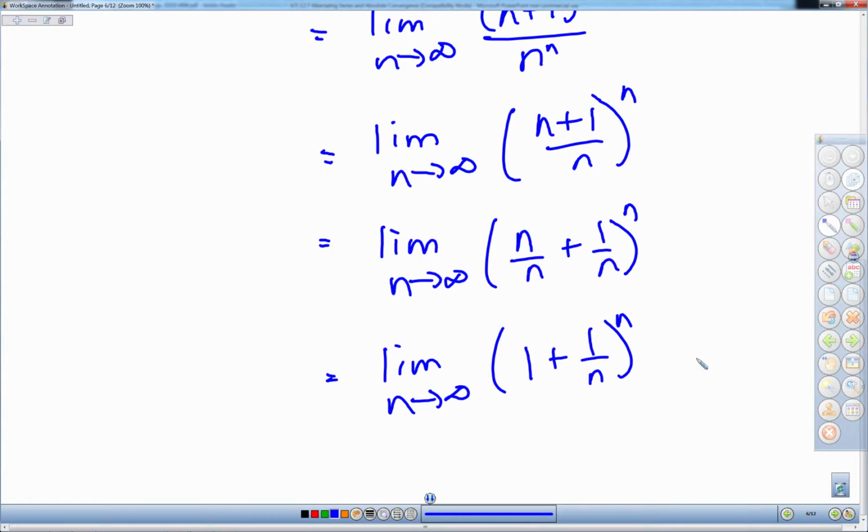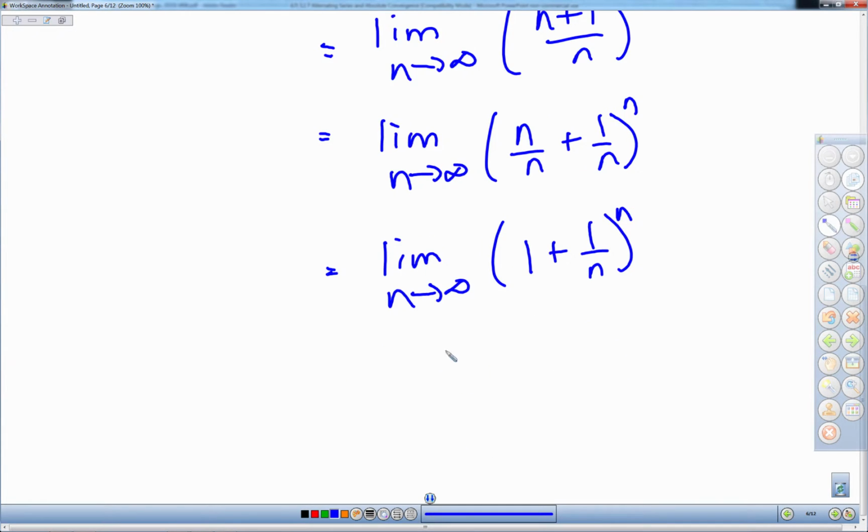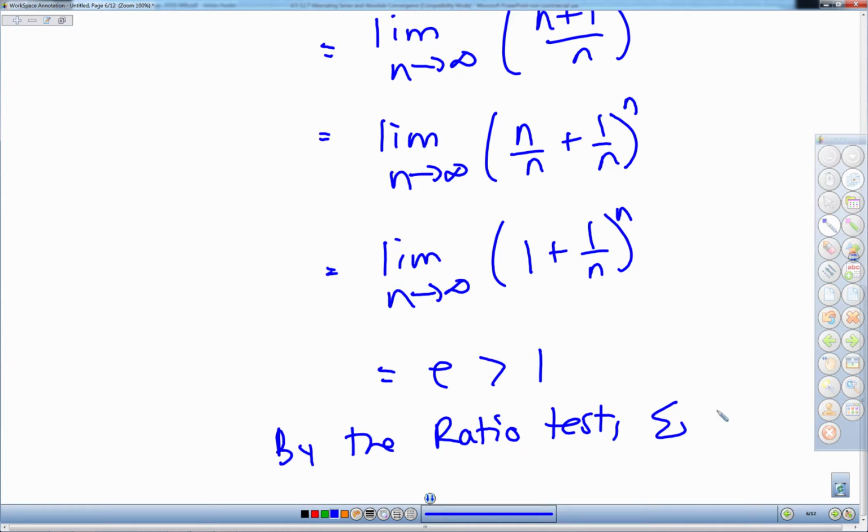Now turn to the person next to you and ask, do you recognize that limit? I hope so. That right there is our good old friend e. Well, e is definitely larger than 1, and therefore, by the ratio test, our series diverges.